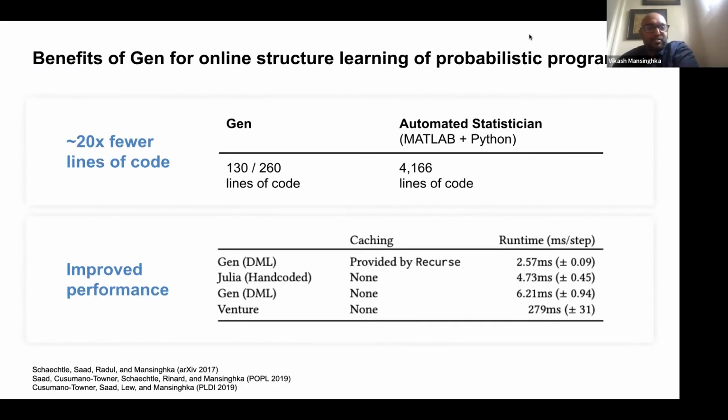So this type of structural learning of tractable probabilistic programs can be implemented in Gen with massively less code than earlier generations, such as the Automated Statistician that used MATLAB and Python and required all the details of the model and inference to be implemented by hand. And the performance that's achieved using probabilistic programming is significantly better than previous probabilistic programming systems, and also competitive with hand-coded implementations that have been optimized reasonably carefully.